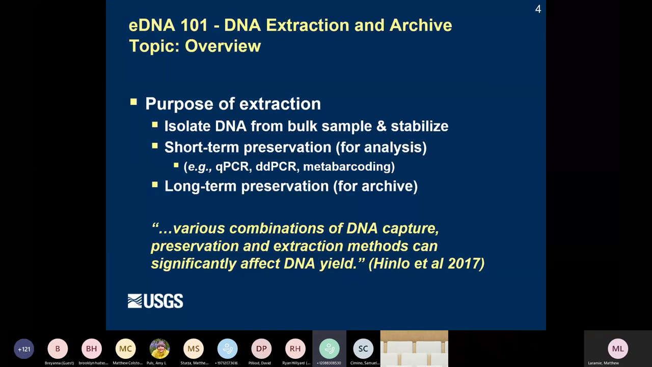I'm also going to point out a concept here in the beginning that we're going to return to later on, and that is a line from Hindle et al. 2017, where they said that various combinations of DNA capture, preservation, and extraction methods can significantly affect DNA yield. And this is going to be an important idea to keep in mind during this talk.